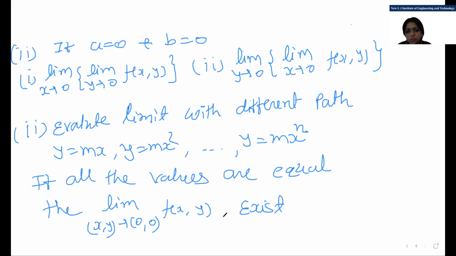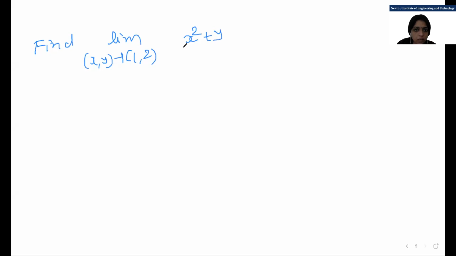Now we move to an example for applying this rule. Then afterwards you will better understand what I want to say. Okay, so let's start with the example, that is find the limit (x, y) tends to (1, 2) of x square plus y upon 3x plus y square. Okay, see, this is our question.